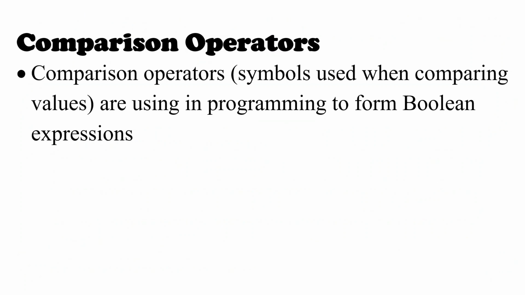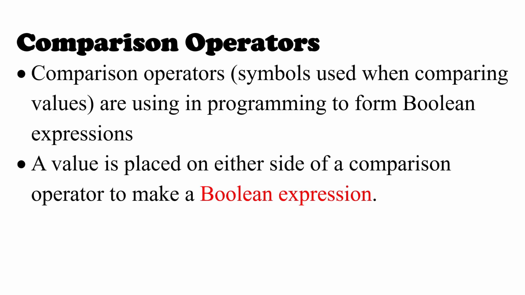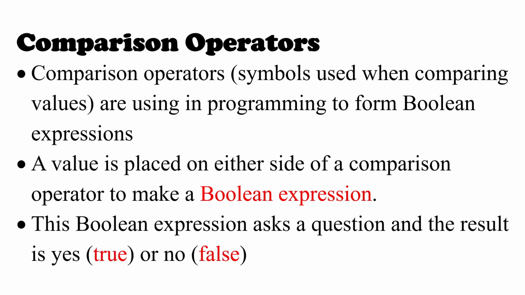We're going to first start off with comparison operators. Now, comparison operators, or you'll see them as symbols, are used in programming to form what we call Boolean expressions. So we've talked about Boolean before. A Boolean is an expression that is going to result in true or false. So when we use a comparison operator, it's going to result in a true or a false statement. And then it's reported to the program because of that.